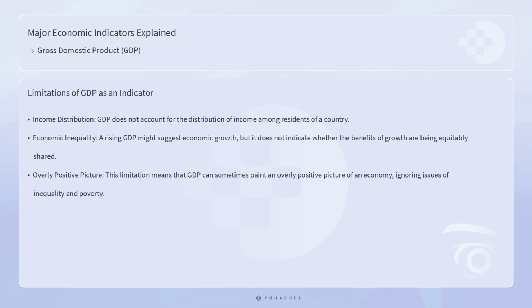While GDP is a valuable indicator, it is not without limitations. One significant limitation is that GDP does not account for the distribution of income among residents of a country. A rising GDP might suggest economic growth, but it does not indicate whether the benefits of growth are being equitably shared. This limitation means that GDP can sometimes paint an overly positive picture of an economy, ignoring issues of inequality and poverty.